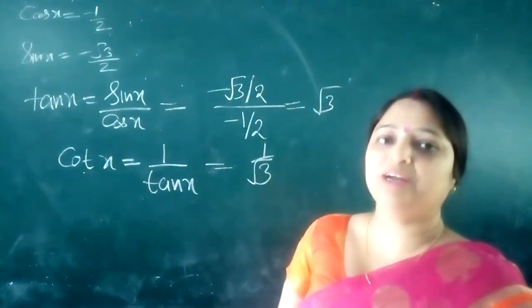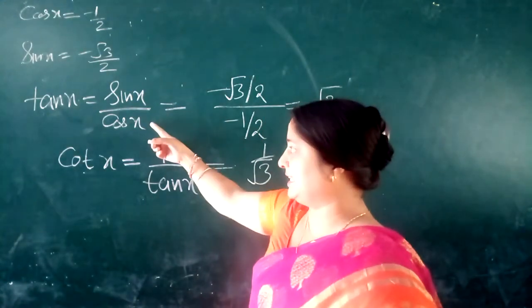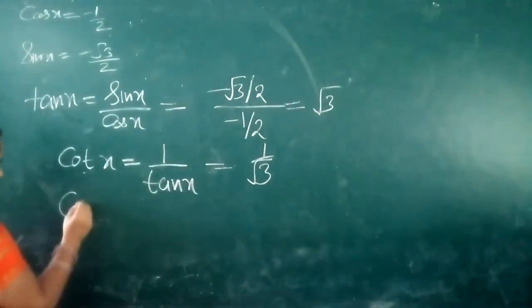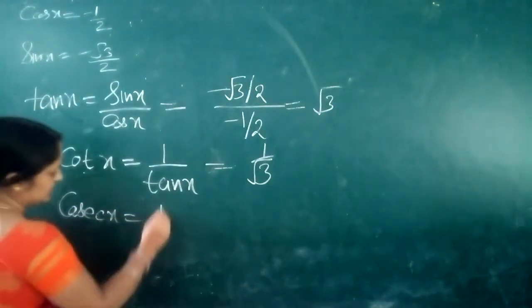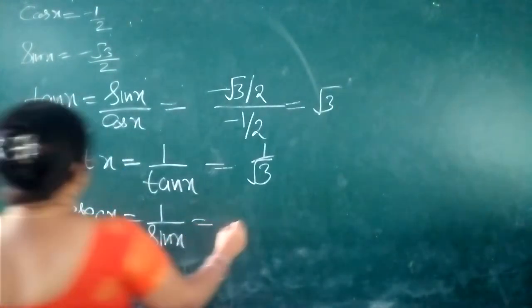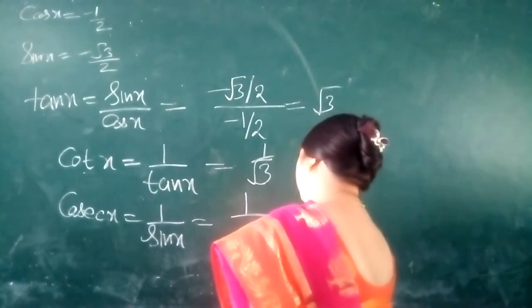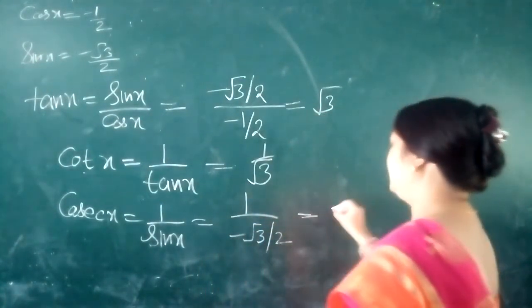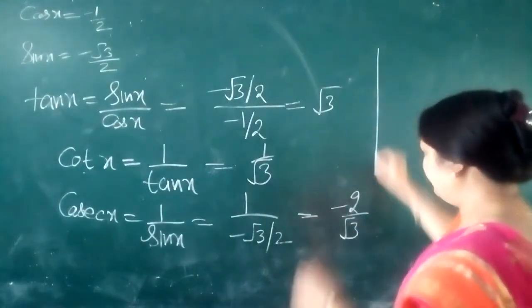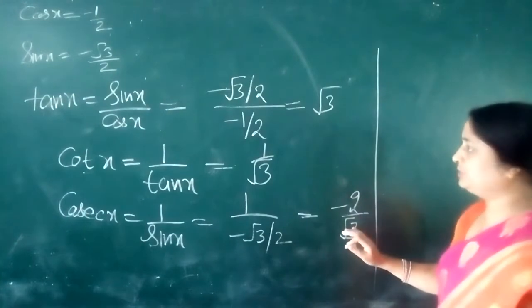Now we have to find out 5 trigonometric functions. The first is sin x, second is tan x, third is cot x. After that we can find out cosec x. What is cosec x? The cosec x is equal to 1 upon sin x. Now what is sin x? The value of sin x is minus root 3 by 2. So it is coming here minus 2 by root 3. So the value of cosec x is minus 2 by root 3.